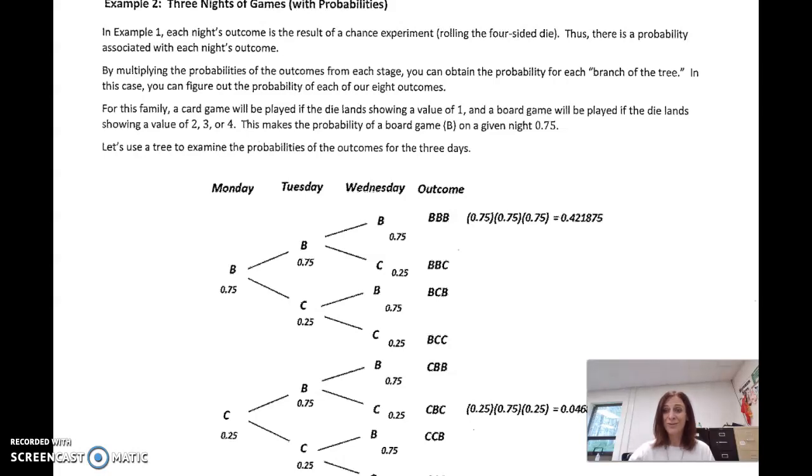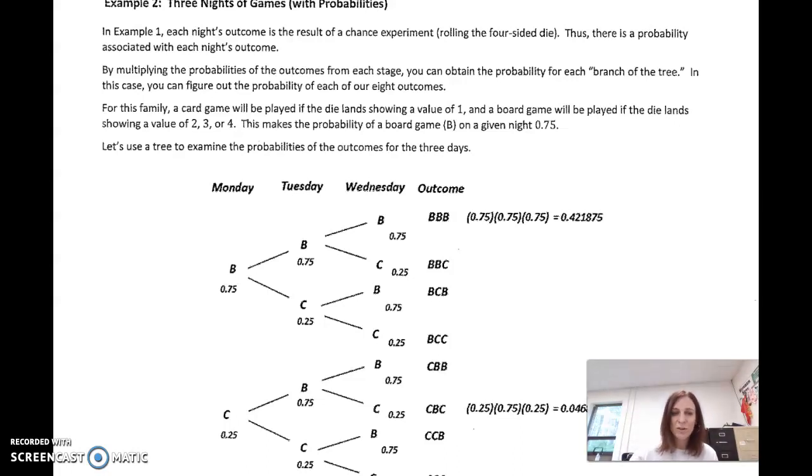Okay, so now we're gonna go back to that example we did in the last video about adding a day onto our board games and card games. Again, a family's playing games. On Monday, they're gonna roll a tetrahedral die, a four-sided die, and decide if they're gonna play a board game or a card game. They're gonna do it on Tuesday, they're gonna do it on Wednesday. Okay, so you're gonna see a bunch of numbers here. This is where this comes from.